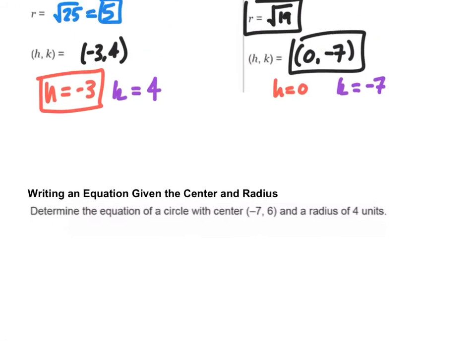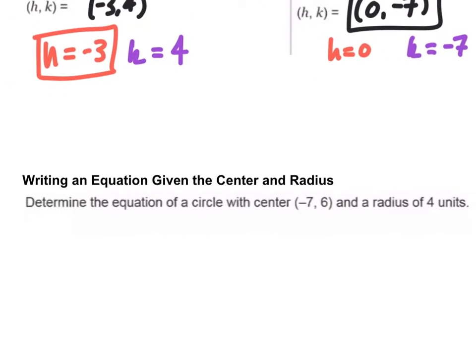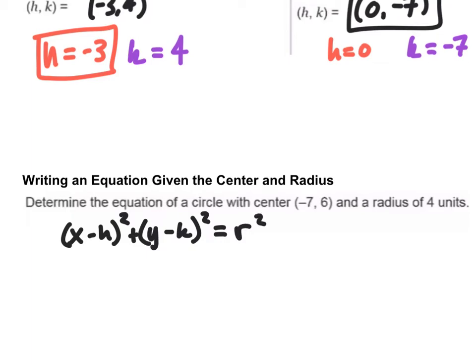And so let's go ahead and write the equation of a circle with the center of -7, 6 with a radius of 4 units. Okay, so let's do this. I'm going to write out the standard form: x minus h, quantity squared, plus y minus k, quantity squared, and that's equal to my radius squared. Okay, so my center, what I can gather from this is that h is equal to -7, okay, and then k is equal to +6.